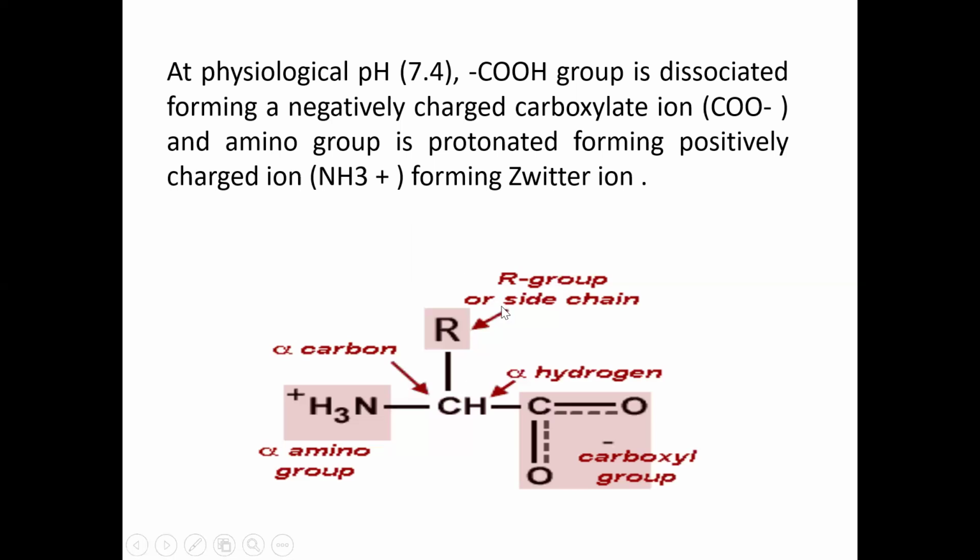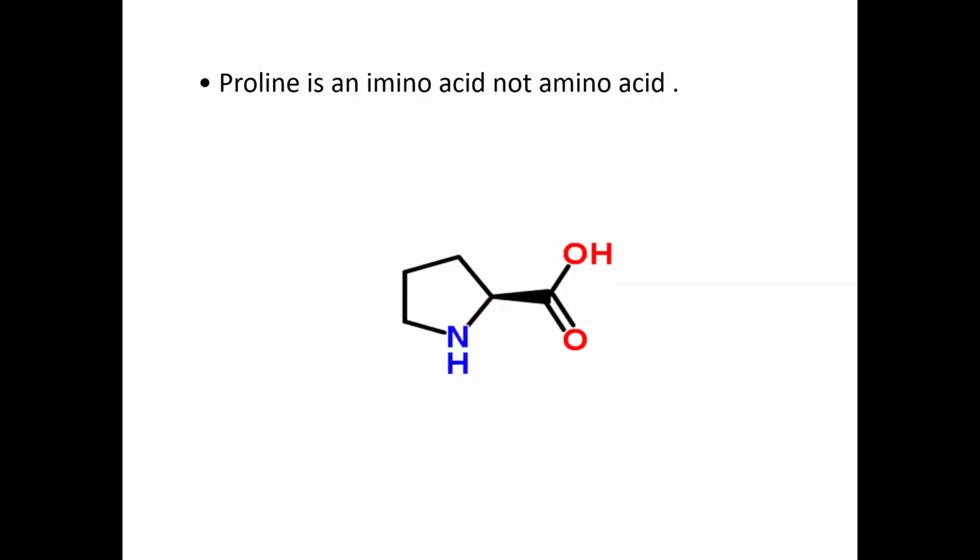If you look at the side chain, the alpha carbon is bonded to an alpha amino group, which is protonated at physiological pH. The alpha carbon is also bonded to hydrogen and to the carboxylate ion, where the carboxyl group is now negatively charged. This is what we term the zwitterion.